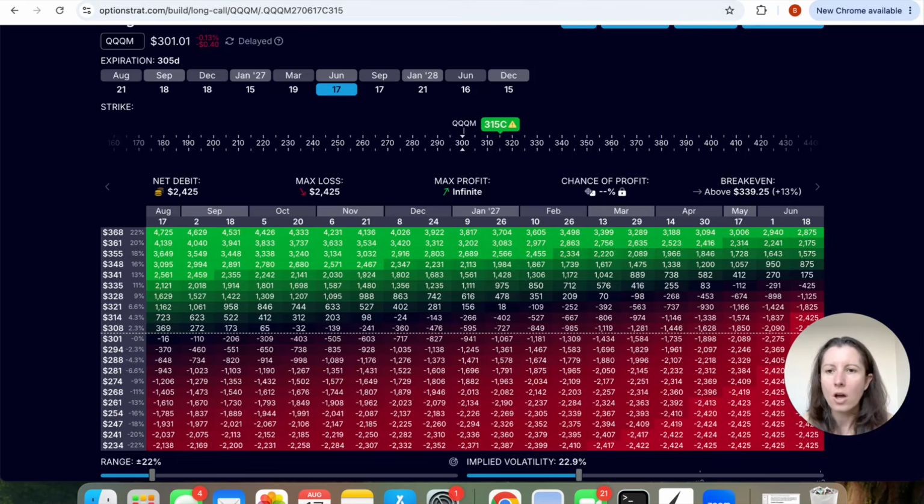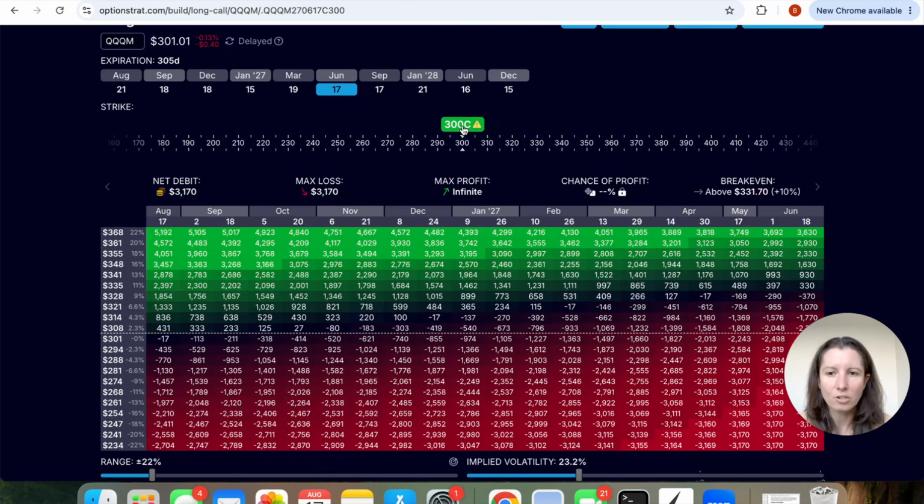Okay, so I'm expecting a move to $300. Of course, that's already happened. So let's say I'm planning for a move to 315. So if we get to 315, what does my profit look like if I want to accept the 315 contract? Okay, this is what my profit looks like. What if I go for the 300? Of course, I'm going to get more profit, but it comes with a greater loss.